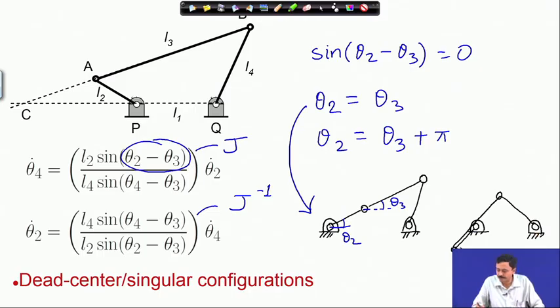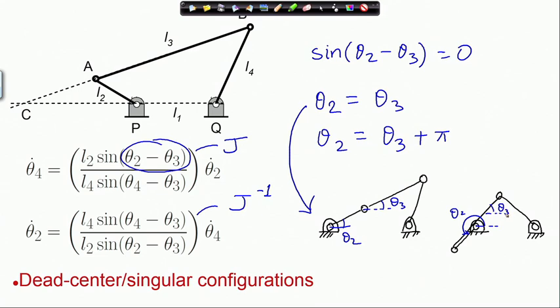So, this is the folded configuration, this is also a dead center configuration, and what is happening when sin of theta 2 minus theta 3 goes to 0? So, let me mark this out. This is theta 2 and this is theta 3. So, theta 2 is theta 3 plus pi. Both are dead center configurations, and what is happening at these dead center configurations?